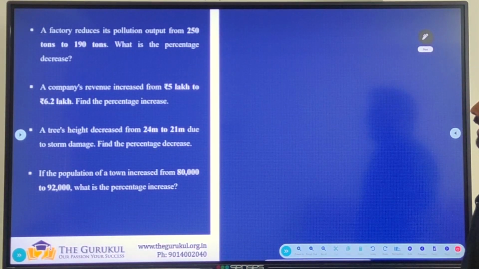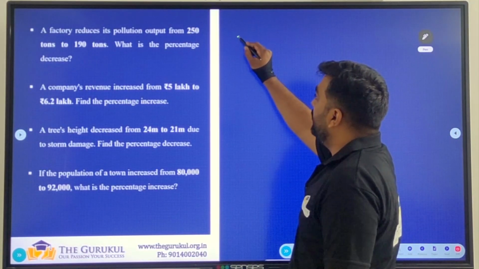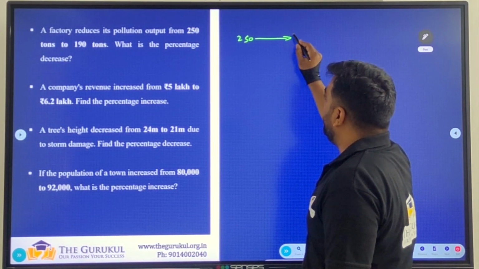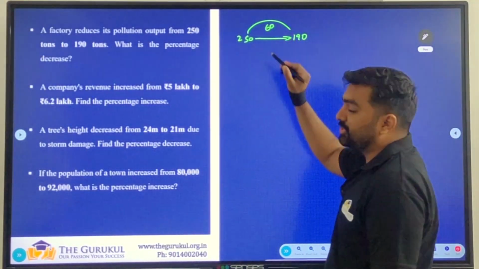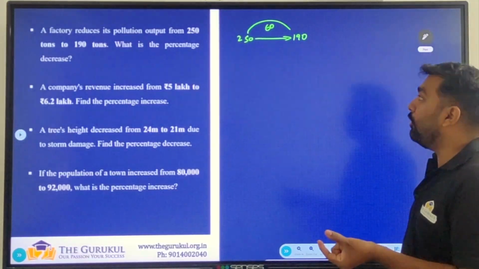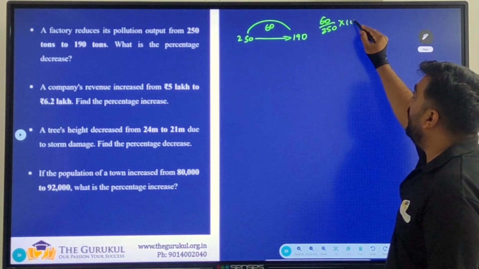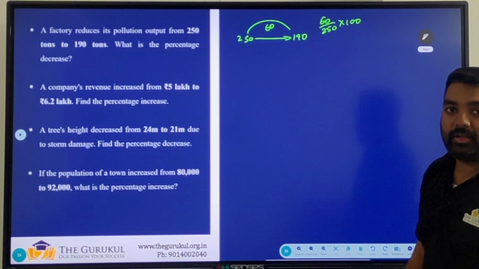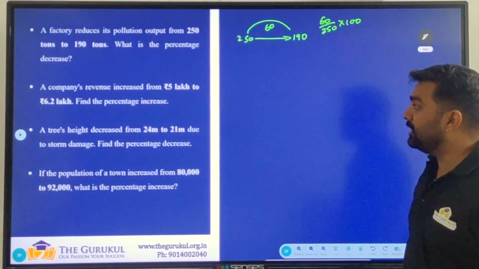Next one. A factory reduces its pollution output from 250 to 190. So from 250 it came to 190. How much decrease happened? 60. The decrease happened on what value? 60 on 250. I want percentage multiplied with 100. Whenever it is percentage, it can be increase value or decrease value.